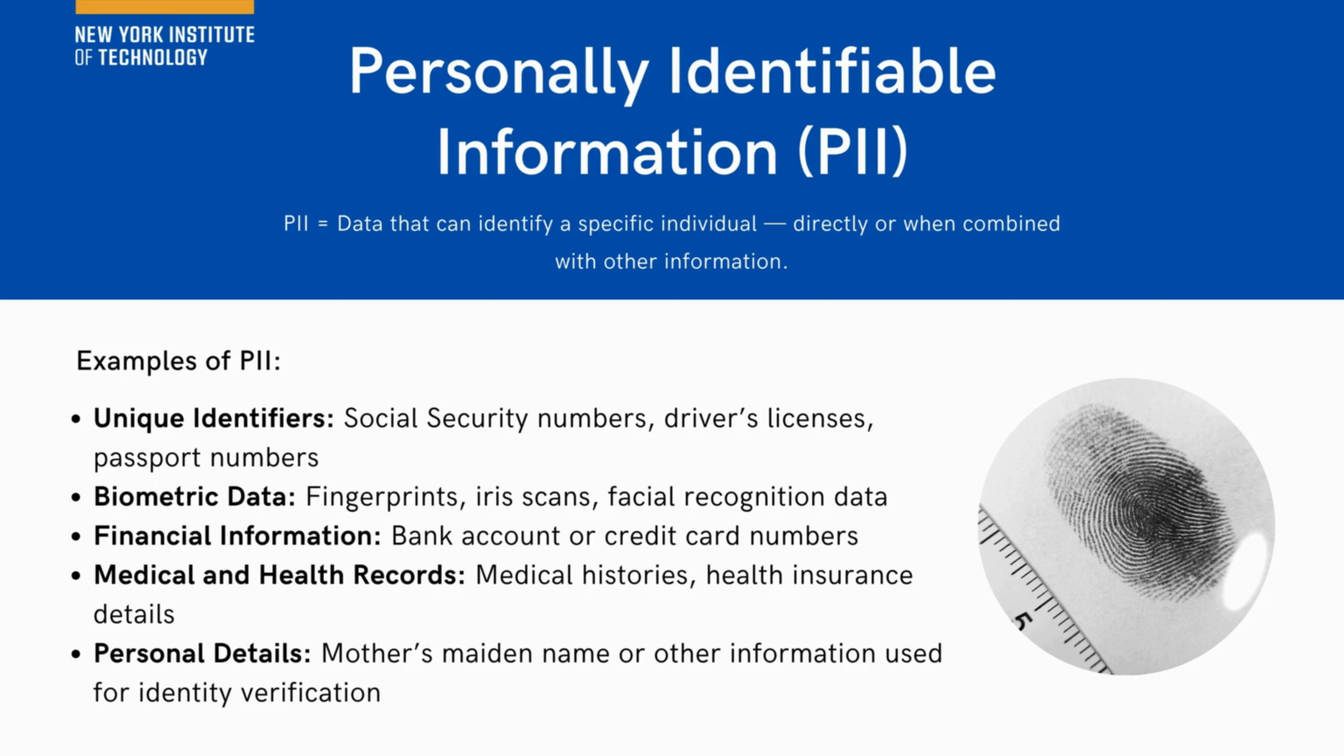Examples of PII include unique identifiers: social security numbers, passport numbers, or other government-issued IDs. Biometric data: fingerprints, facial recognition, or iris scans. Financial information: bank account or credit card numbers. Medical and health records: health histories or insurance details. Personal details: information like a mother's maiden name used for identity verification.